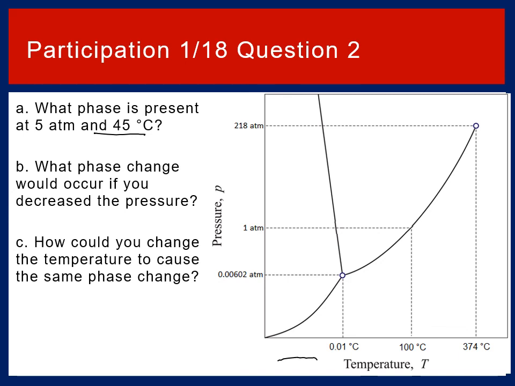Again, we have this phase diagram over here. What phase is present at 5 atmospheres and 45 Celsius? From those conditions, what phase change would occur if you decrease the pressure? Alternately, how could you change the temperature to cause the same phase change from that state? Instead of decreasing the pressure, what could you do to the temperature to cause the same phase change to occur?